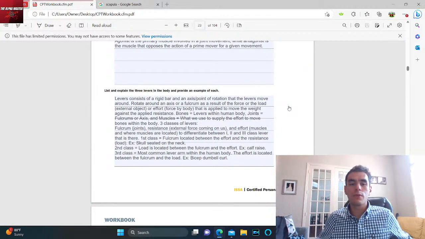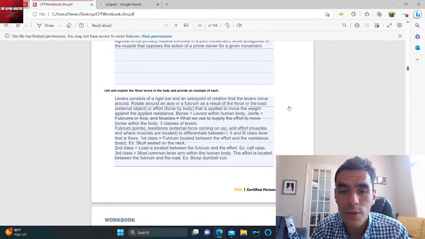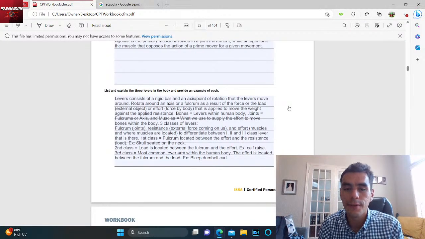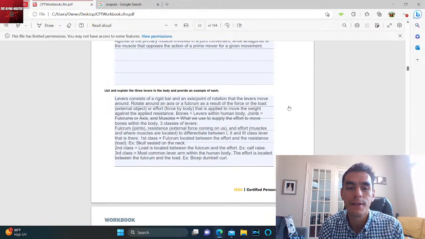The joints are going to be the fulcrums or the axis, and the muscles are what we use to supply the effort to move the bones within the body.